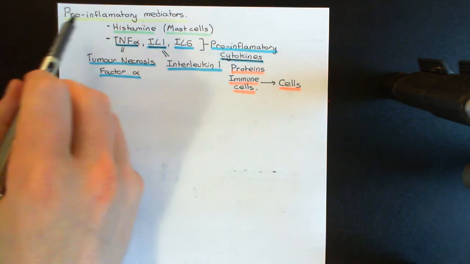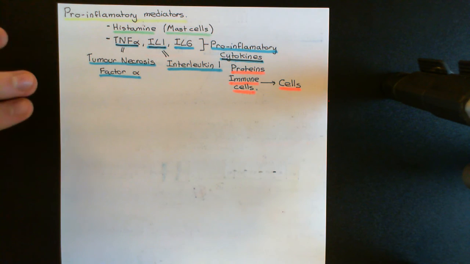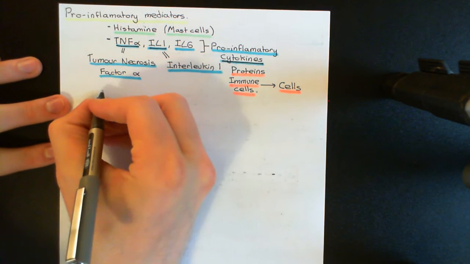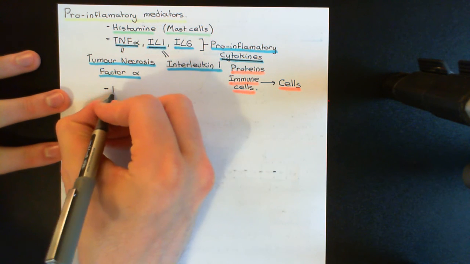So that's why I've had to have this broader title of pro-inflammatory mediators, which are just molecules that have a pro-inflammatory effect, and histamine is certainly a molecule. Okay, so we've got 4 of them now. I want to do 2 more. So the next 2 are the lipid mediators, the prostaglandins.